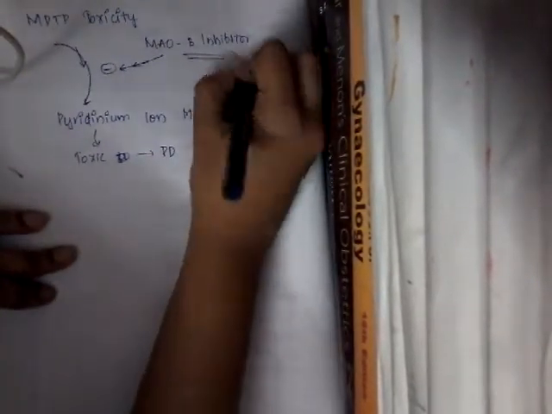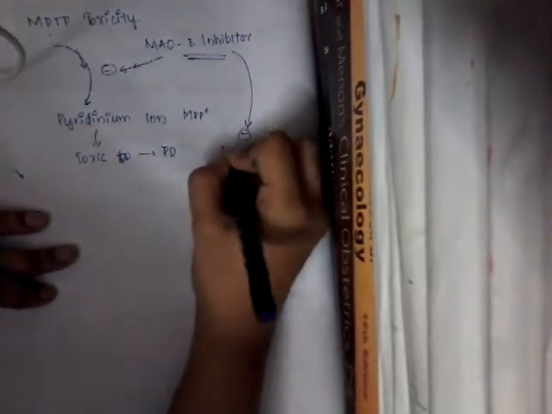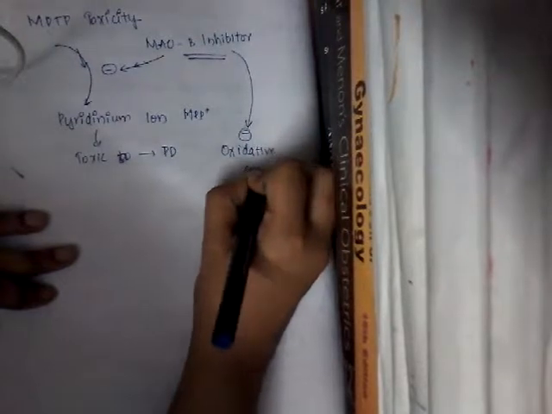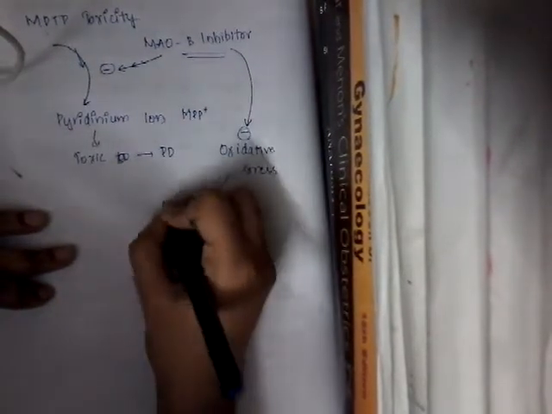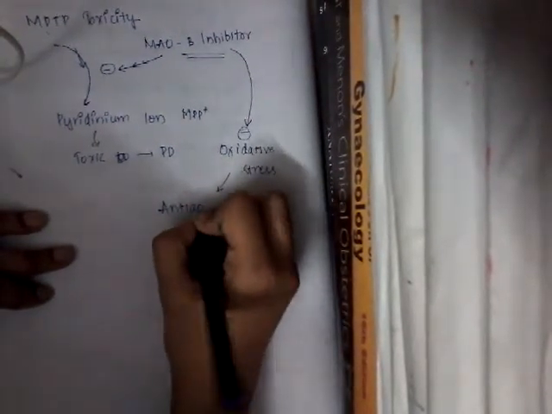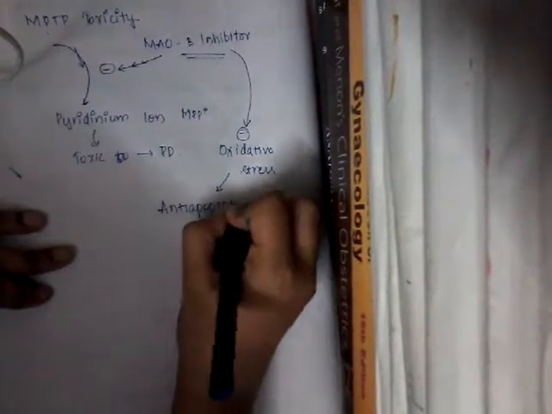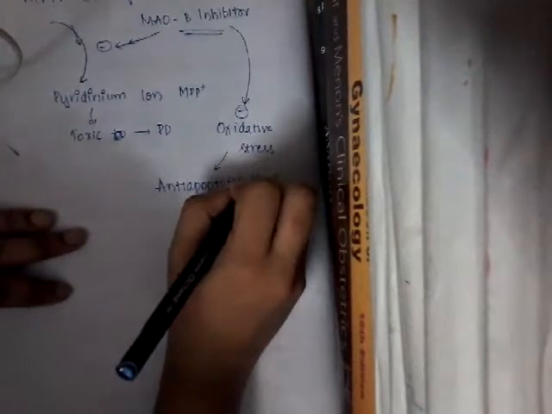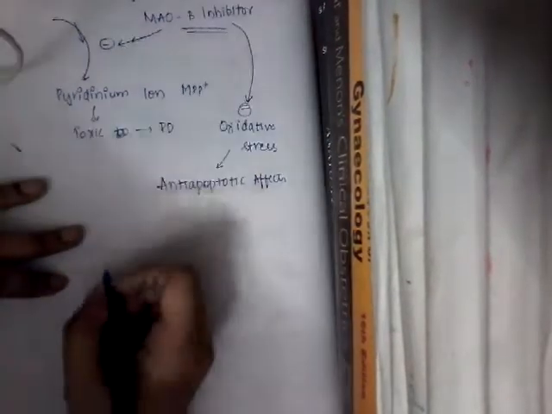And monoamine oxidase B inhibitors also reduce oxidative stress, thus providing anti-apoptotic effects. Okay, so you can use these monoamine oxidase B inhibitors a lot.